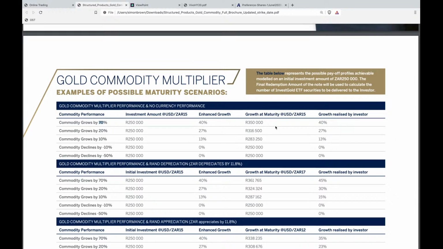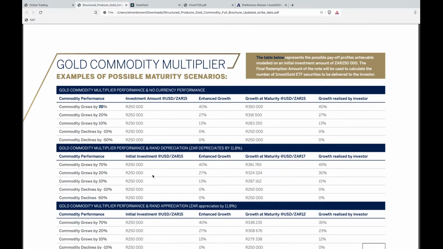Now, an assumption that ZAR hasn't changed over that 3-year period. So there, if gold is growing at 20%, you get enhancement. If it's growing at 10%, you get enhancement. Basically, up to 30% growth in the dollar gold price, you will ultimately get enhanced, but anything above 40% and you get zero extra growth. And then, of course, if gold declines by 10 or by 50%, whatever, you get your money back. In other words, you take no hit whatsoever.